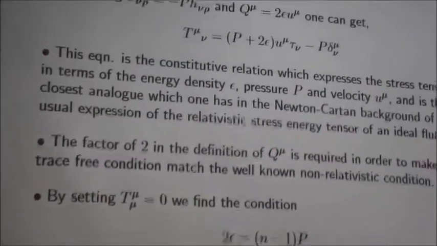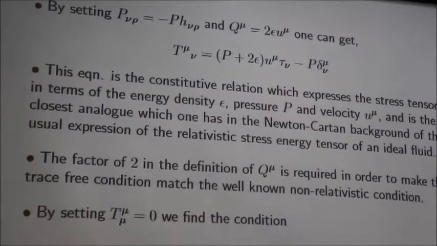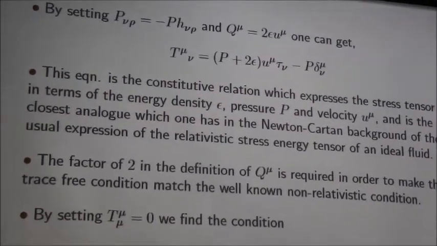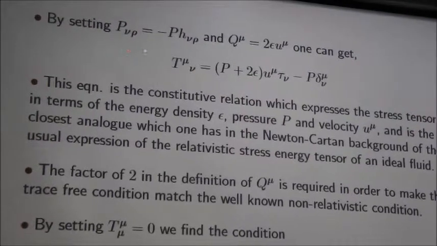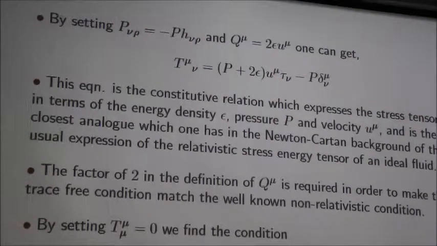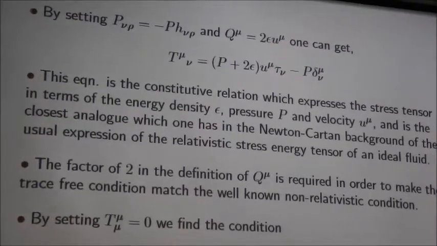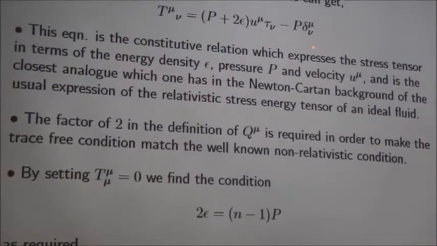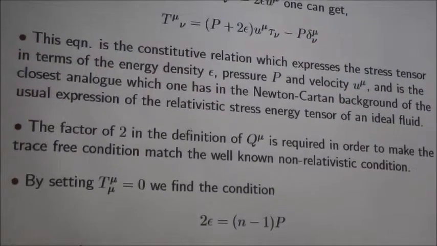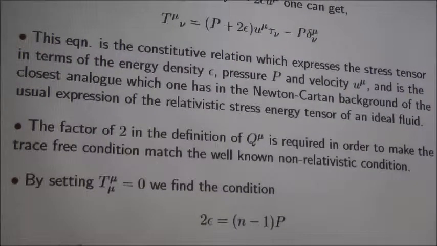To get a consistent result, which is already available in the literature, to match with that kind of constitutive relation, I have assumed that P mu nu will be this and Q mu will be this, and then T mu nu will take the proper form, which is already known to everybody. This equation is a constitutive relation which expresses the stress energy tensor in terms of energy density epsilon, pressure density P, and velocity U mu. It's the closest analog in the Newton-Cartan background of the usual relativistic stress energy tensor, where this form is a little different due to the nature of the metric, because the projector P is different for both cases.